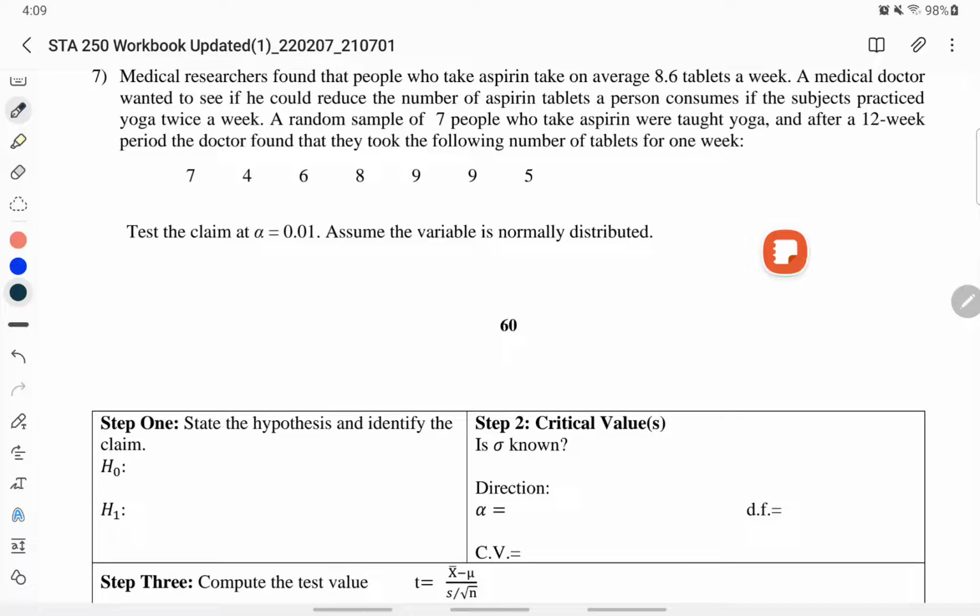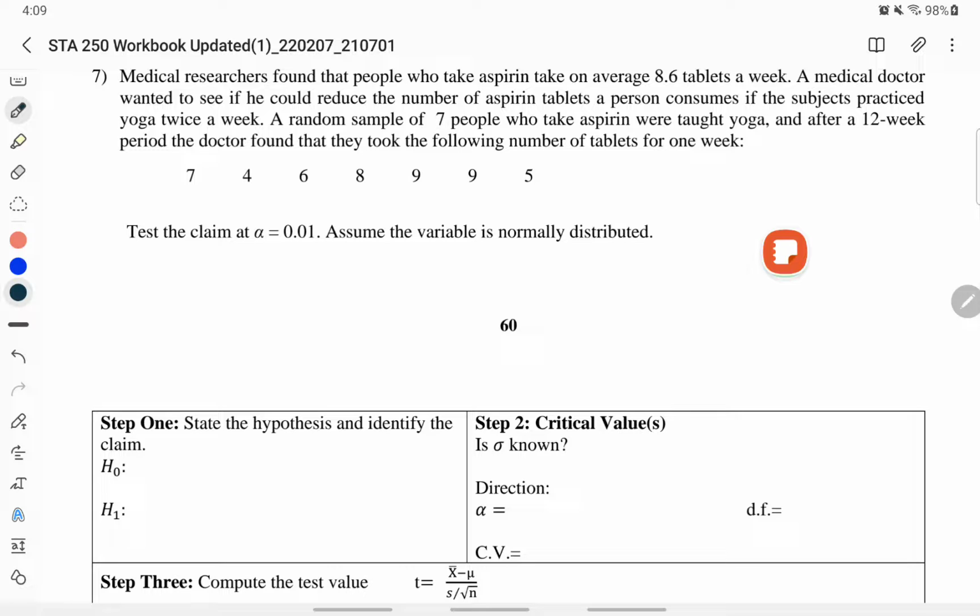Medical researchers found that people who take aspirin take on average 8.6 tablets per week. A medical doctor wanted to see if he could reduce the number of aspirin tablets a person consumes if the subjects practice yoga twice a week. A random sample of 7 people who took aspirin were taught yoga, and after a 12-week period, the doctor found that they took the following number of tablets for 1 week. Test the claim at alpha equals 0.01.